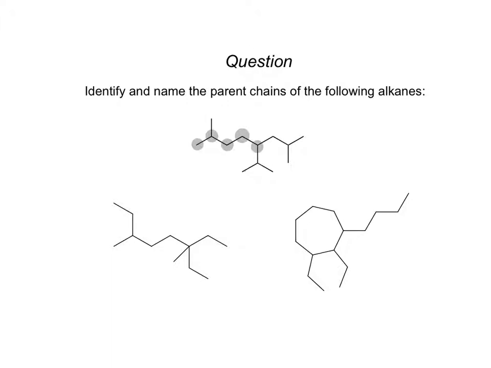We go 4, 5. Now we have a branch here. If we go down this way, 6, 7, that'll give us 7. But if we went over here, we'll have 1, 2, 3, 4, 5, 6, 7, 8, right? So 8 is going to be the longest. So we can get rid of these guys. So 8 is the number of carbons.